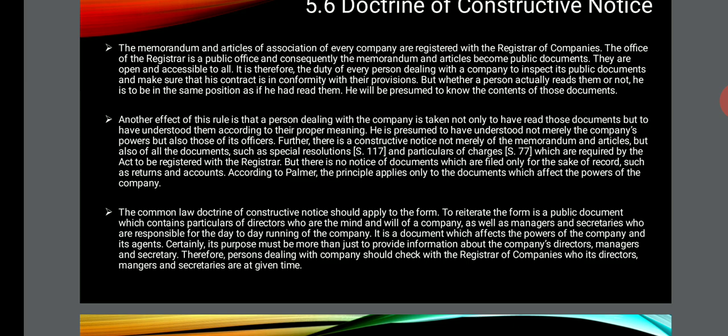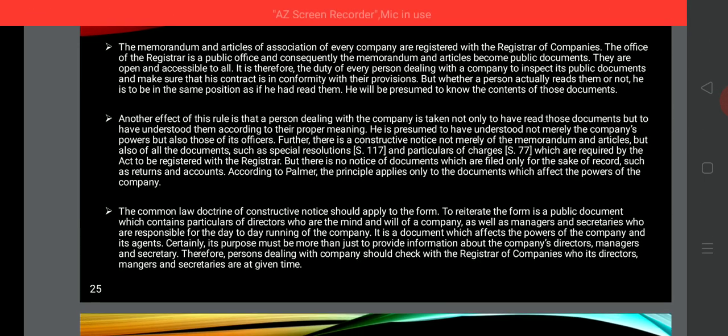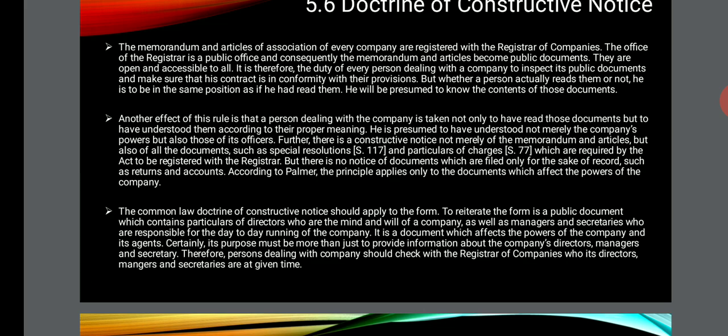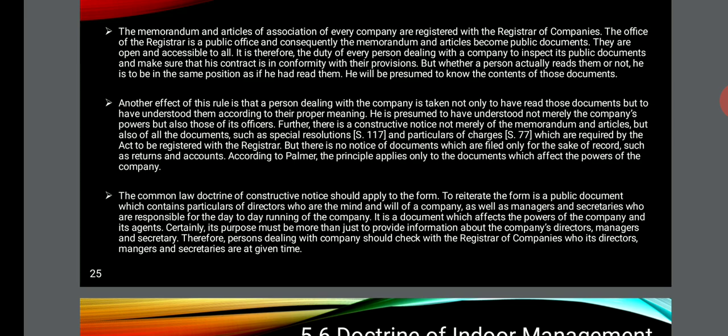The common law doctrine of constructive notice should apply to the form. To reiterate, the form is a public document which contains particulars of directors, who are the mind and will of the company, as well as the managers and secretaries who are responsible for the day-to-day running of the company. It is a document which affects the power of the company and its agents. Certainly, its purpose must be more than just to provide information about the company's directors, managers, and secretary. Therefore, persons dealing with a company should check with the registrar of the company who its directors, managers, and secretaries are at a given time.